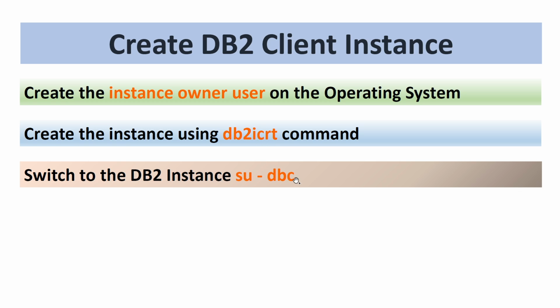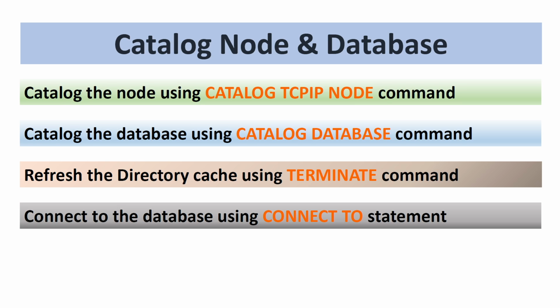In my lab, I'm using the instance owner as DBC. In your case, you can use db2client or whatever name you want to give. Then we can switch to that instance using su - DBC, switch user minus DBC. When you connect as that user, you are automatically connected to that instance. Once you have connected to that instance, you are now ready to catalog the node and catalog the database.